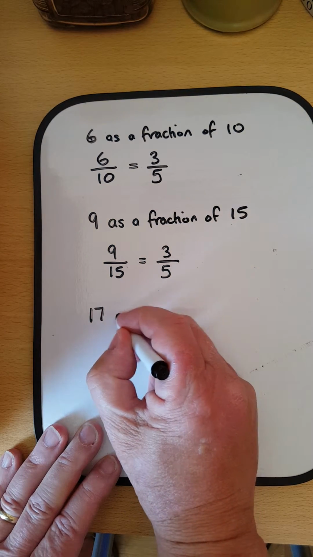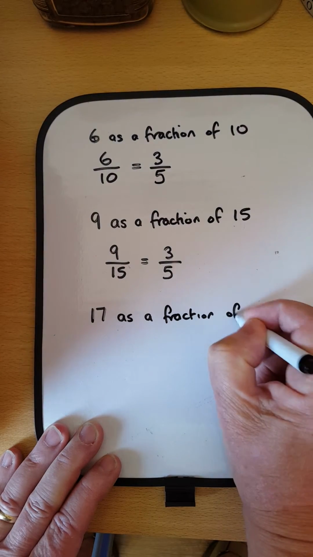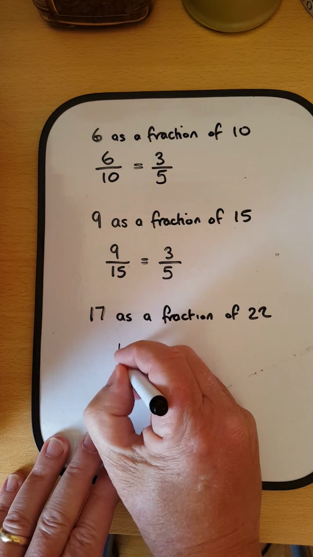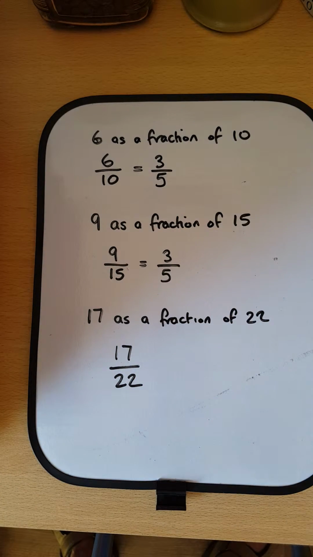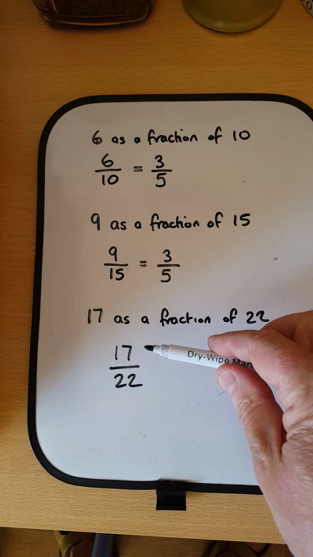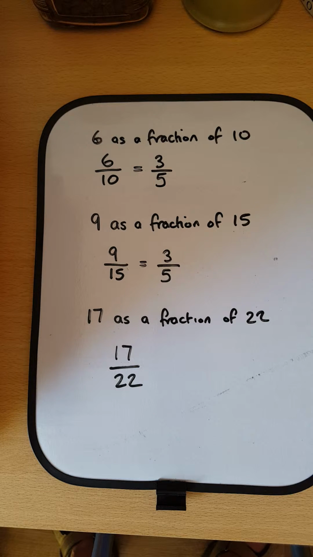Okay, now you could be asked one of these questions. Express 17 as a fraction of 22. 17 is a prime number, so we're going to start writing it down, 17 over 22. But we're not going to be able to do anything else there, because a prime number can't be divided by anything apart from 1 or itself. So although you can find a half of 22, you can't find a half of 17. There's nothing you can do to both of those numbers to give them both exactly the same divisor. So that's it. That one is finished.